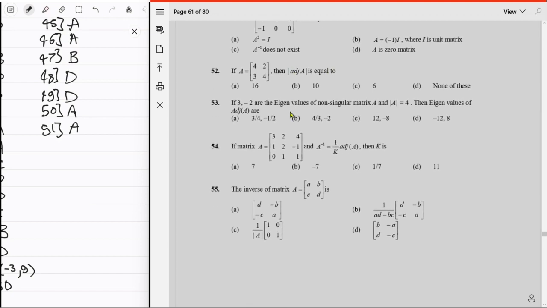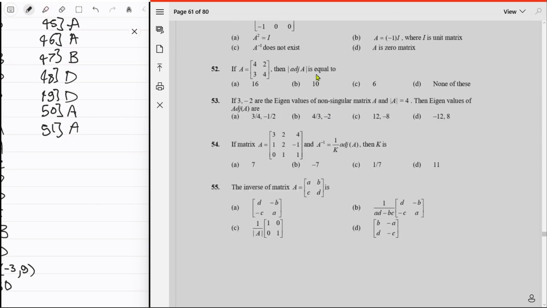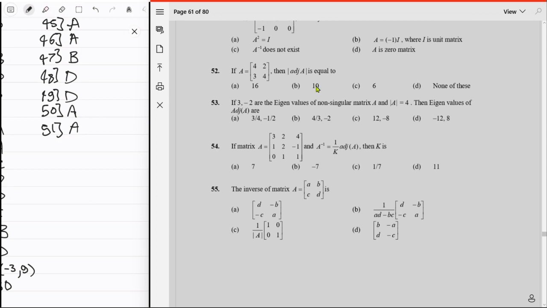Okay, cool. Next question. A equal to this thing, then the mod of the adjoint of A, of course. So it's a 2 by 2 matrix, which means this thing is the same as the determinant of A itself. Oh, yeah. So what's the determinant of A? Just 16 minus 6, which is 10. So 10, which is B. Why is there a line over there? I don't know. Maybe just on my screen. Anyway, B is correct.